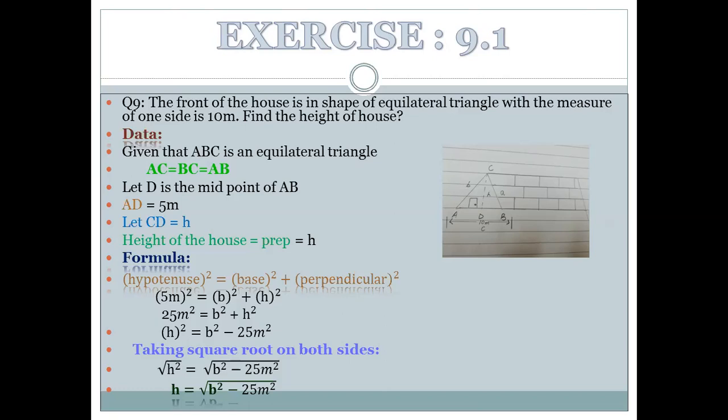Given that ABC is an equilateral triangle, according to the definition, AB, BC, and CA, all three sides are equal. D is the midpoint of AB that I told you in the beginning of this question. So AD is equal to DB and each side will be equal to 5 meter. We represent CD with H, the height of the house, and this is unknown, we calculate it. According to the diagram, height is perpendicular.